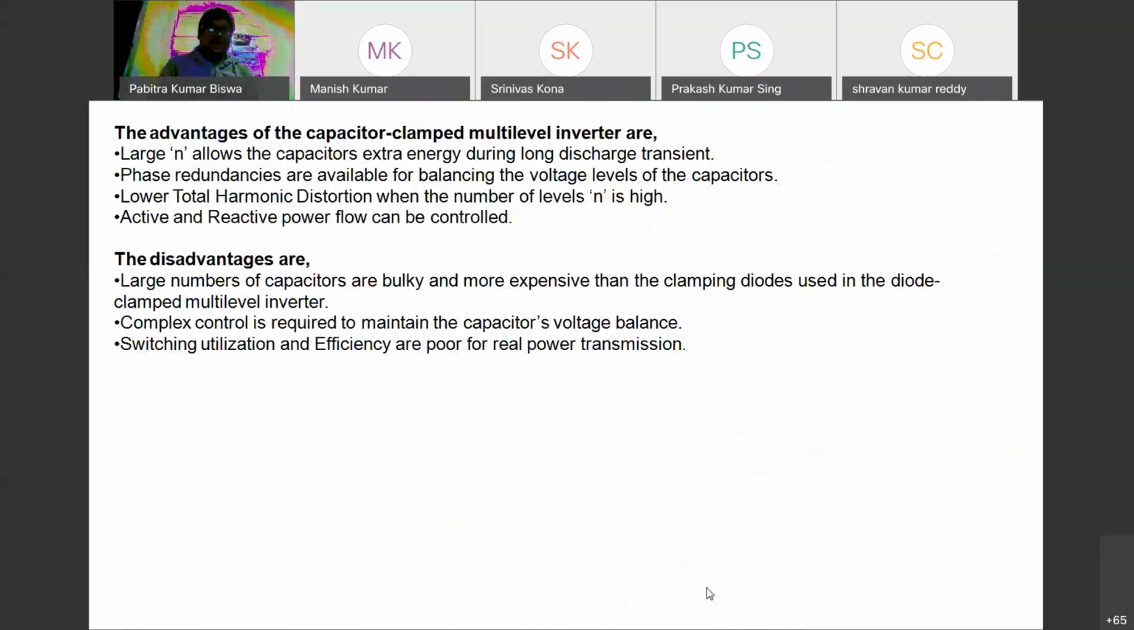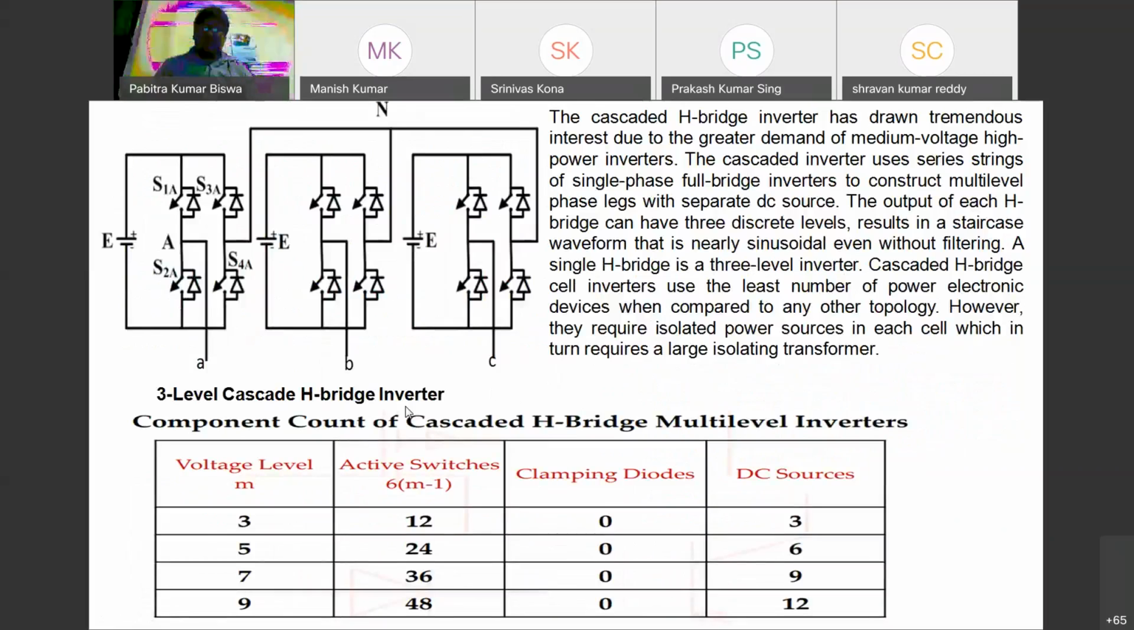Now this is the advantage of that. I will not discuss. The cascade has this. This is also used for hybrid vehicle systems, where separate voltage sources are given. Three level cascade. Here also we have to consider the levels, active switches and DC sources.